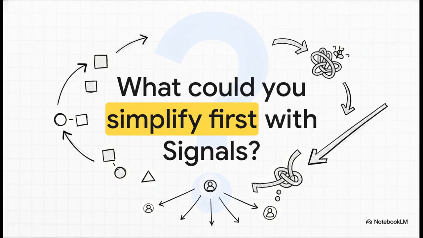This new model really does open up completely new ways of building efficient and reactive UIs in Angular. It makes state management way simpler and can get rid of a whole class of common bugs. So the only real question left is, what's the first part of your app that you're going to simplify with signals?